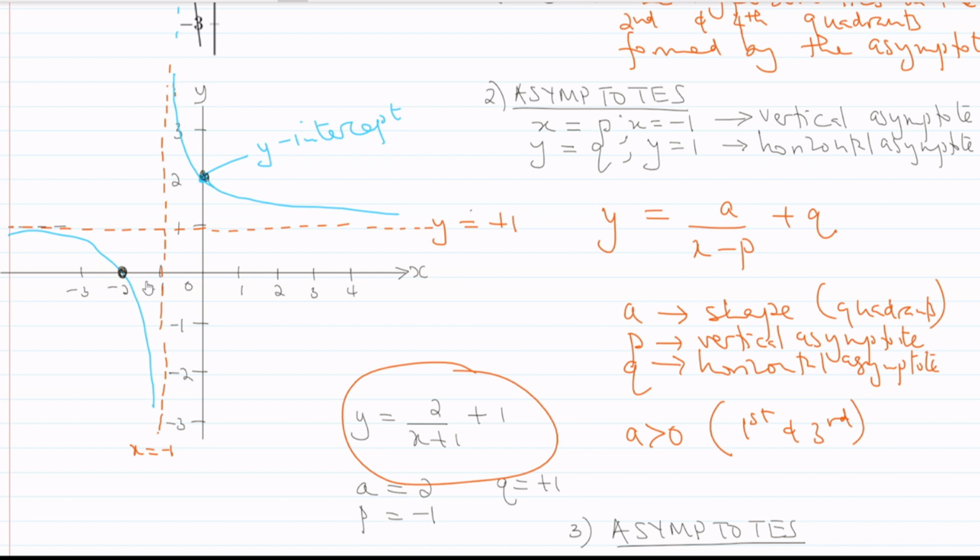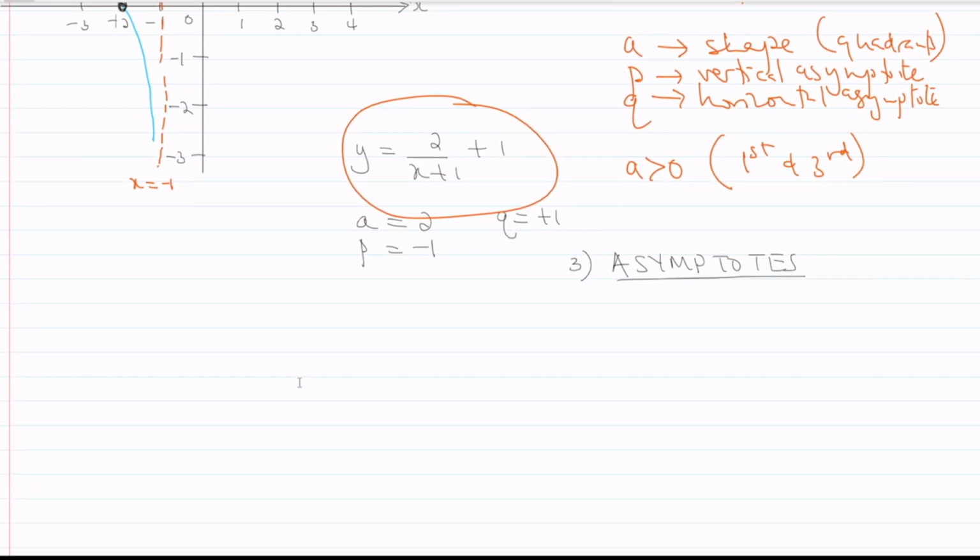So when we are working with a hyperbola, to summarize that, remember we are trying to characterize or to give the characteristics of a hyperbola. When we summarize that, there are four things that we need to define. Number one is the shape.